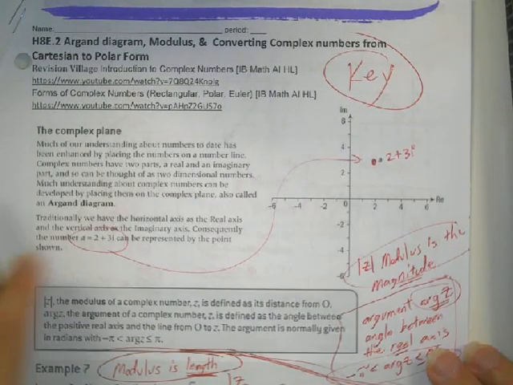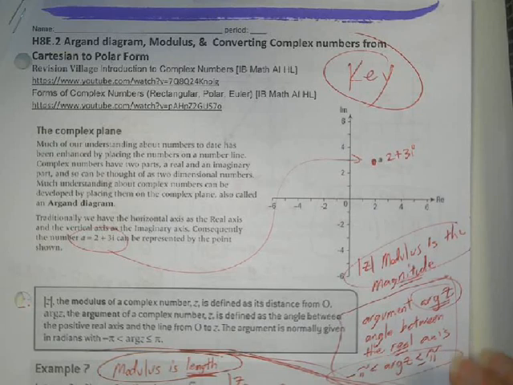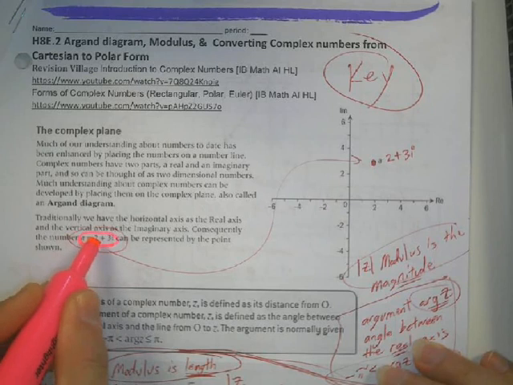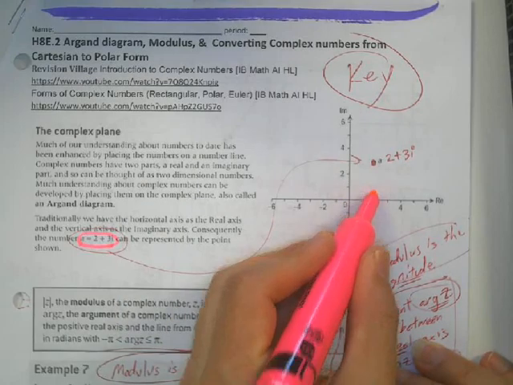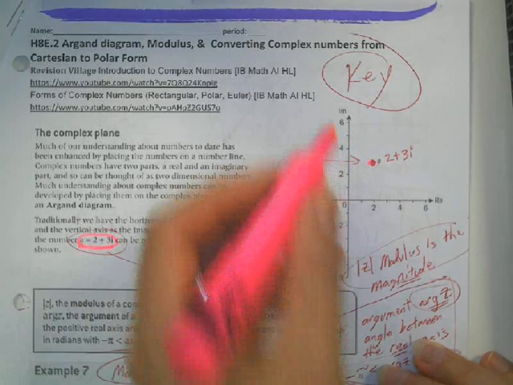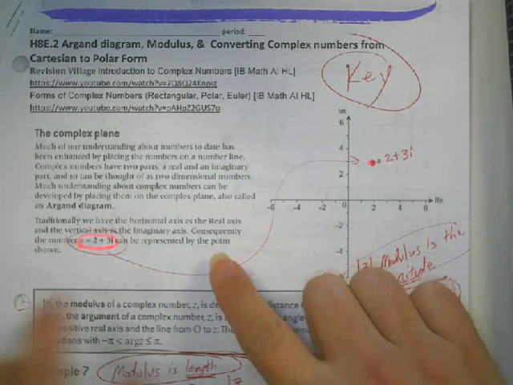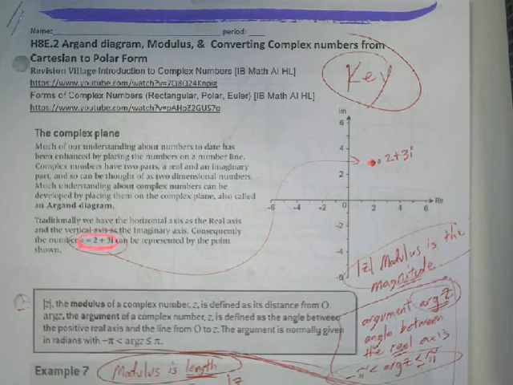So the first thing we're going to talk about is if we've got a point 2 plus 3i, I'm going to go 2 in the real direction and 3 up in the imaginary direction, and that gets us this point 2 plus 3i. Okay, so the first thing we're going to talk about is the modulus.